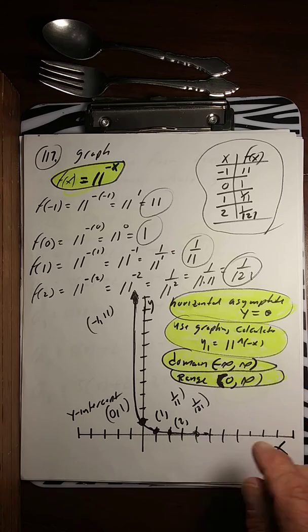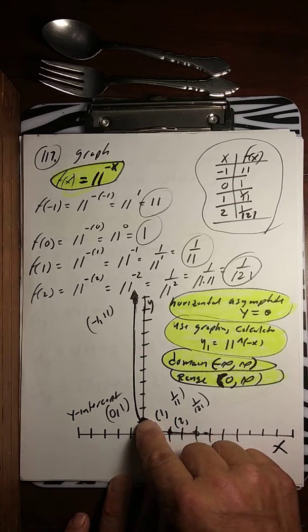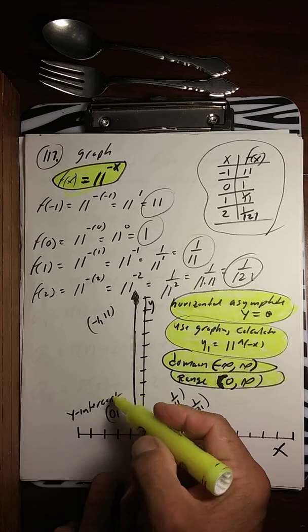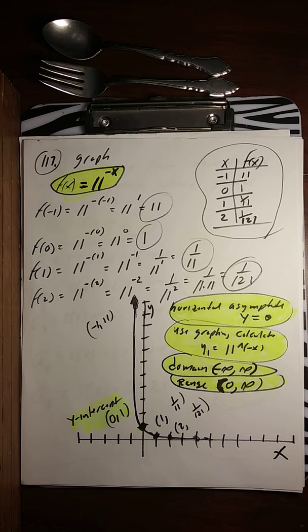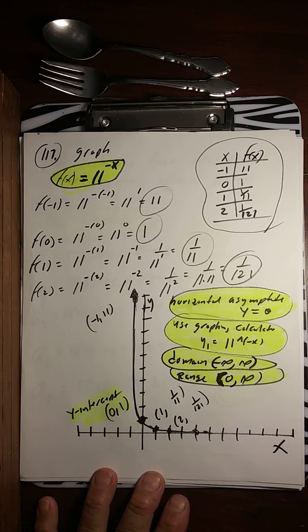So we have -1, 11. 0, 1, right there. There's the y-intercept, right there. That spot. And we have 1 and 1/11. And we have 2 and 1 over 121. So it goes this way.